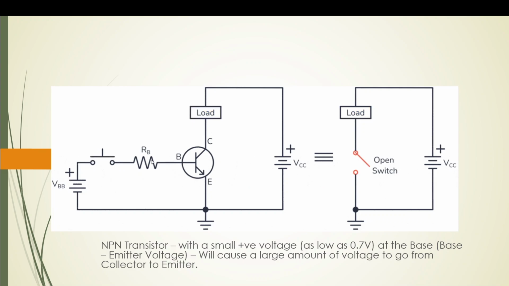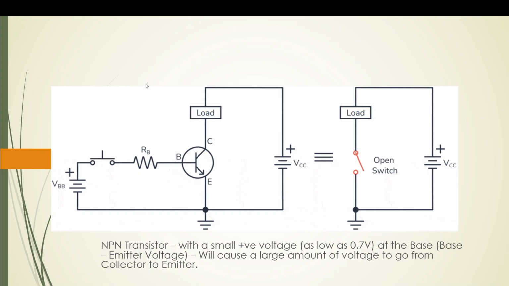Now the base is getting some voltage from this small battery over here. This small battery is connected to the base using a switch and a resistance. So when the switch is closed, the base gets electricity. Current passes from the collector to the emitter and the load gets the electricity. You can see when the switch is closed, the load gets switched on, and when the switch is open, there is nothing passing through the load and it is not working.